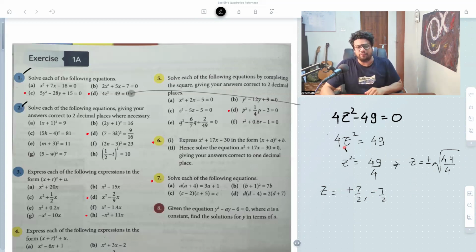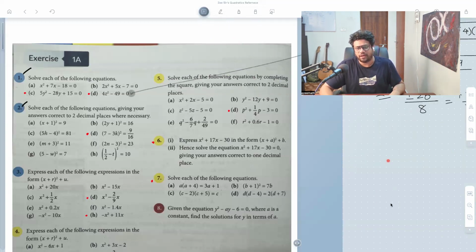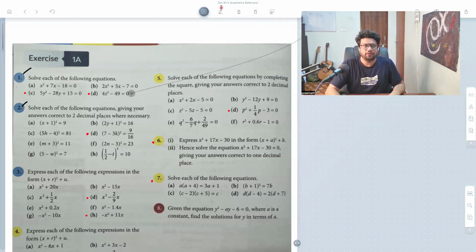When there is no linear z term, as in there's no z raised to 1 in your expression, it's easy to solve quadratics. Well, that was about your question number 1. Now let's go and do some other question.